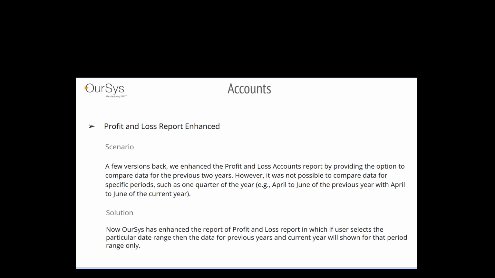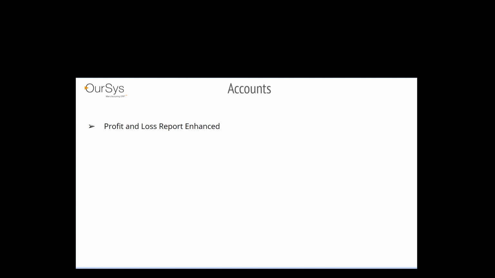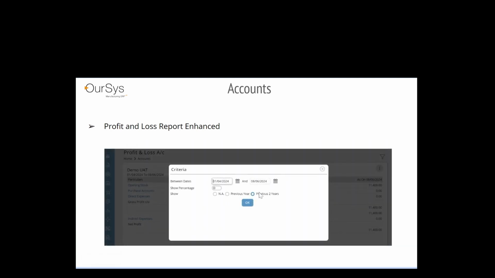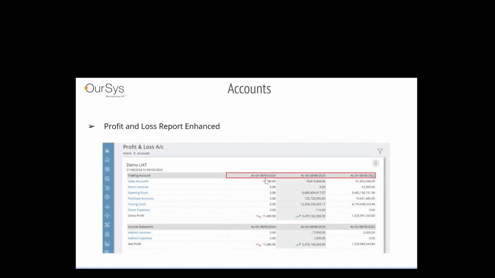Now, if the user selects the date range, the report will display the data from the previous years and the current year within the selected period range. So here you can see under the accounts module, we have a report called profit and loss report. Here under the filter, we have given you a provision to show the previous 2 years' data. So the system is now showing me the report based on the current date. Earlier it was showing me as on 31st March for the previous years.